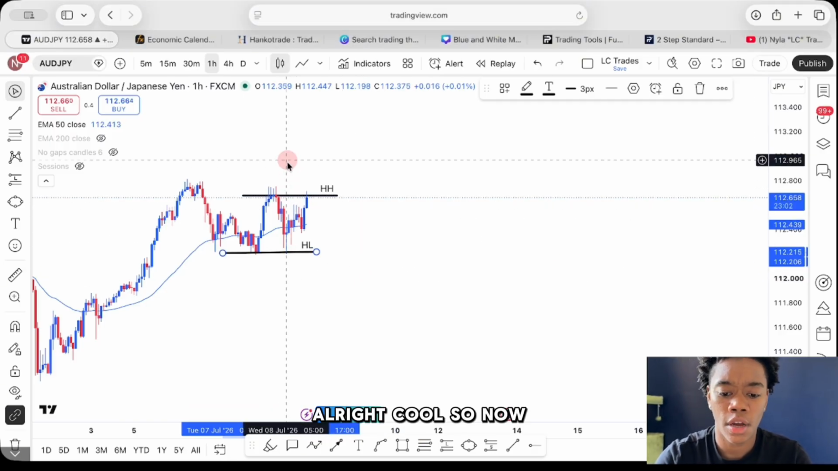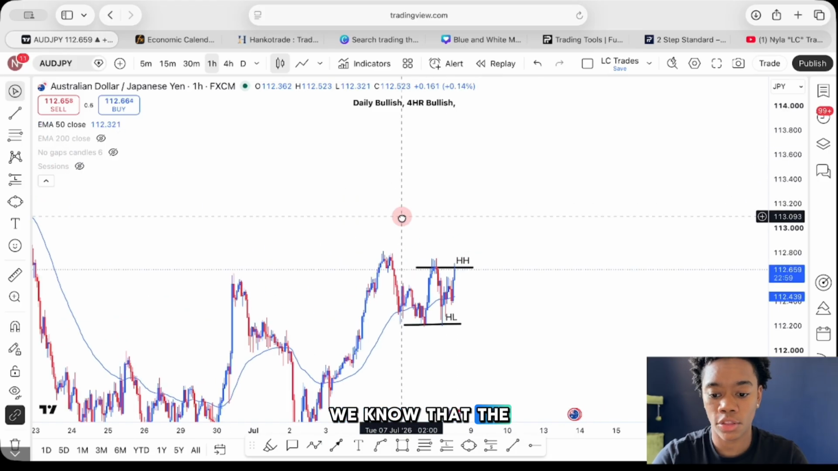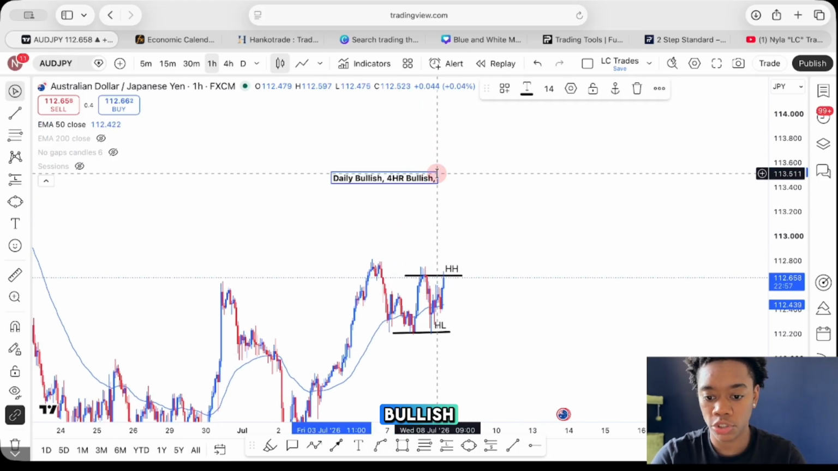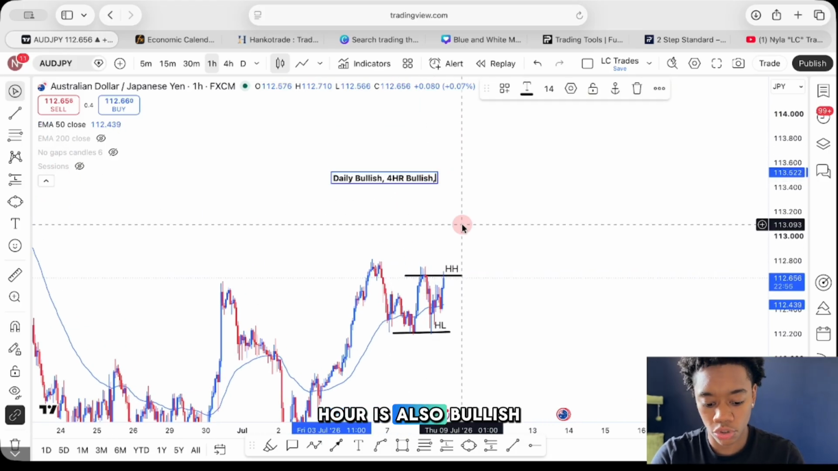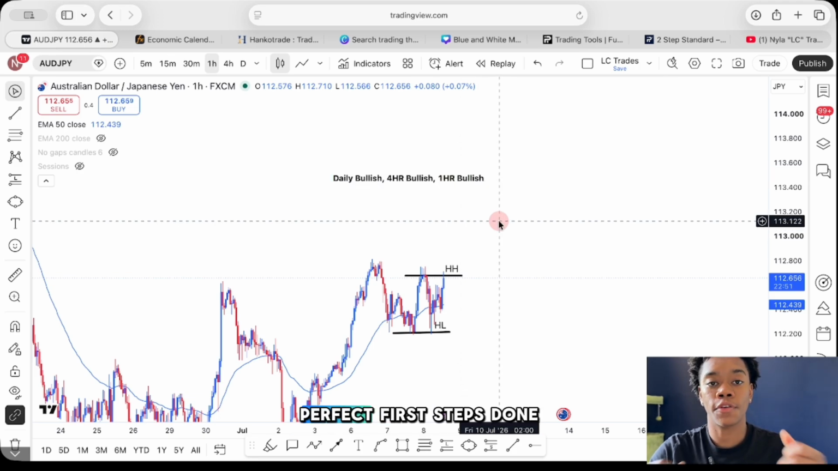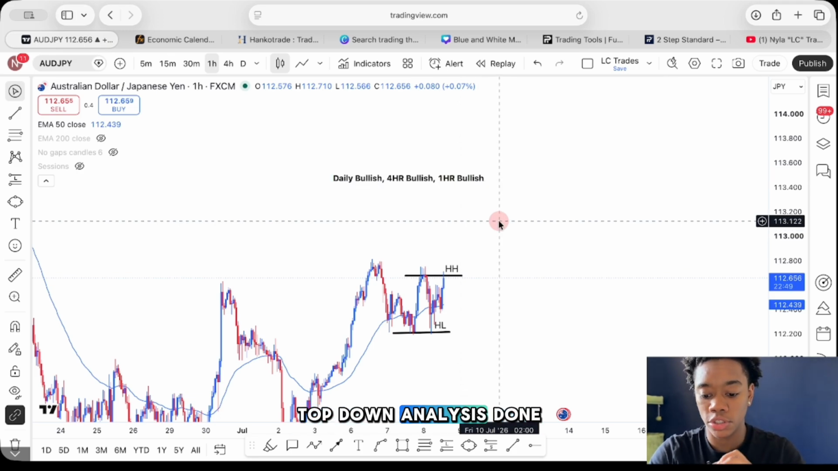Alright, cool. So now we know that the 4 hour is also bullish. I mean, the 1 hour is also bullish. Cool. Let me write it right here. Perfect. First steps done. Top-down analysis done.